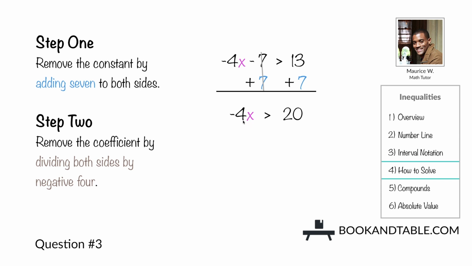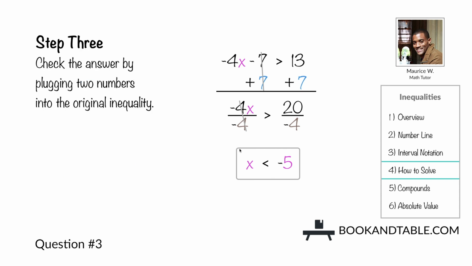The second step, remove the coefficient by dividing both sides by negative 4. When we do so, that leaves us with x on the left side and 20 divided by negative 4, which is negative 5 on the right side. And since we are dividing by a negative number, we must reverse the sign from greater than to less than. So the answer to question number 3 is x is less than negative 5.